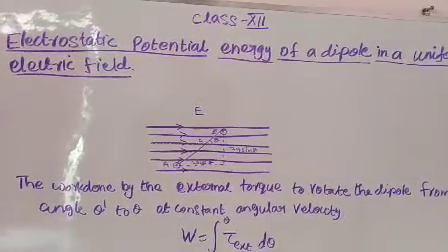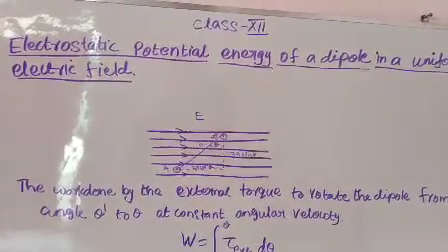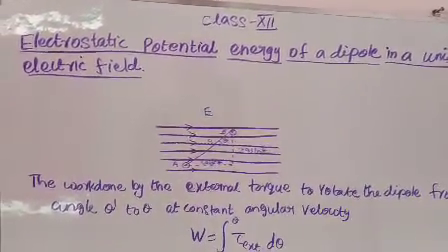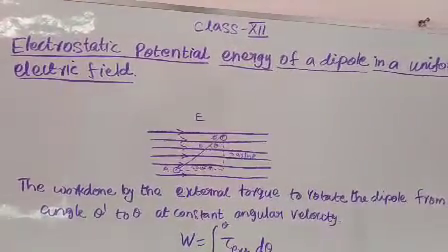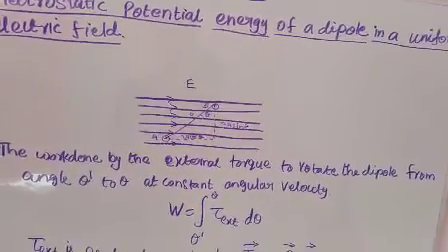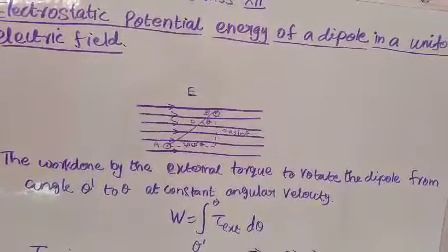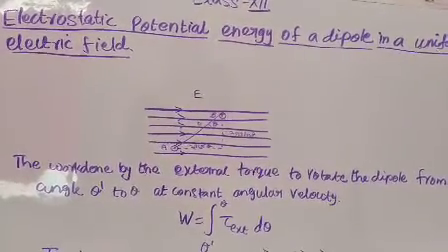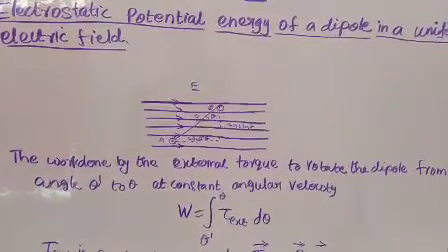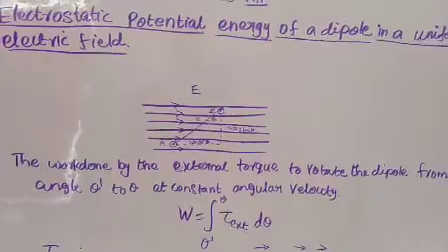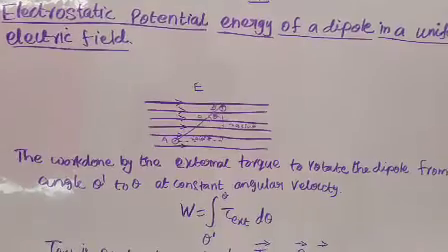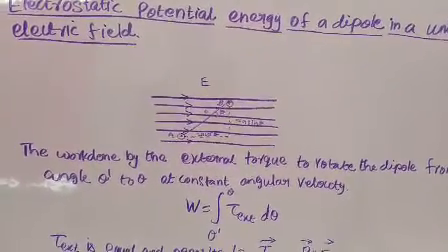To rotate the dipole against the torque exerted by the electric field, we apply an equal and opposite torque on the dipole. So the work done by the external torque to rotate the dipole from angle theta prime to theta at constant angular velocity, omega. The dipole rotates in the uniform electric field with angular velocity omega.